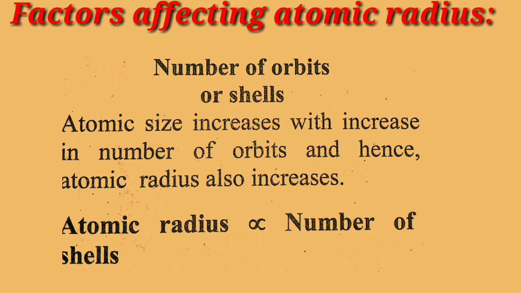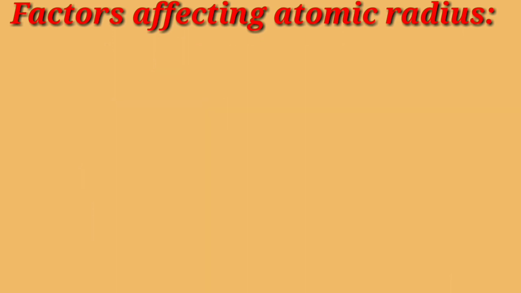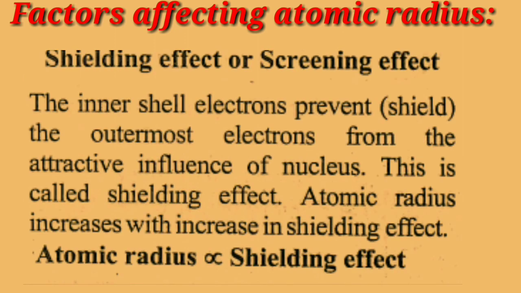The next is nuclear charge. Atomic radius is inversely proportional to nuclear charge. That is, as nuclear charge increases, atomic radius decreases. And the last is shielding effect or screening effect. Atomic radius is directly proportional to screening effect. That is, atomic radius increases with increase in screening effect.